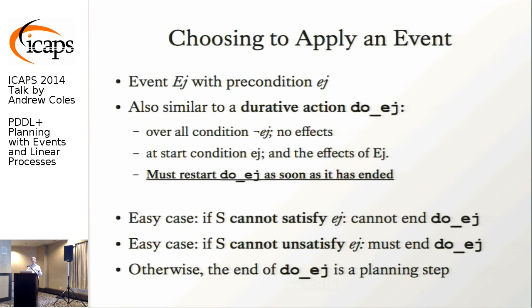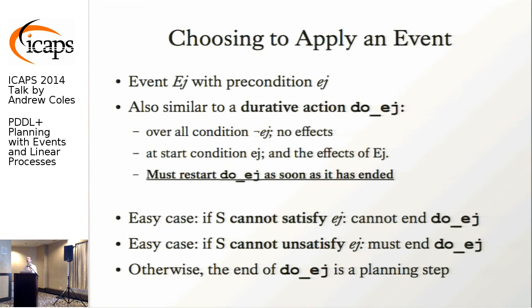For events, we can also start to think about them in terms of introducing extra choices. Again, we have the trivial cases where if the event's conditions are true, it has to fire. If the event's conditions cannot be true, it cannot fire. But again, if it could both fire or not, then we make a choice. If you like, our default position is to say, well, it's not firing, in which case we have a durative action, which has the overall condition, which is the negation of the condition of the event, and it has no effects.